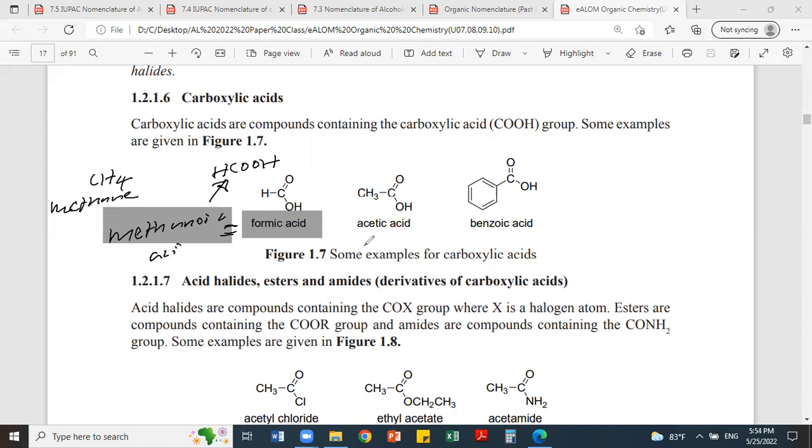So acetic acid is what? That is called ethanoic acid. And this is an aromatic one, benzoic acid. Sodium benzoate is used as a preservative also. So I'll go over the summary of this.